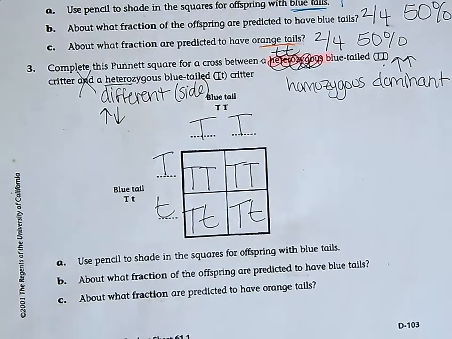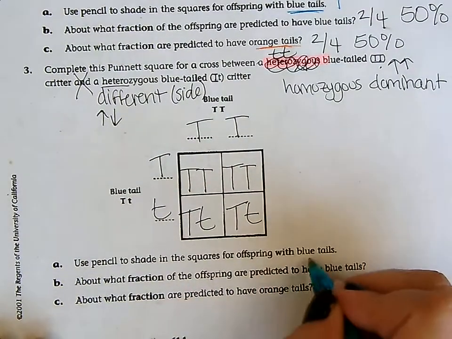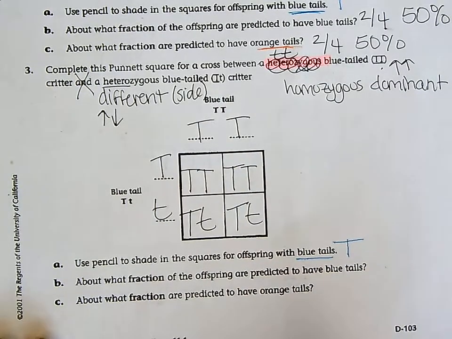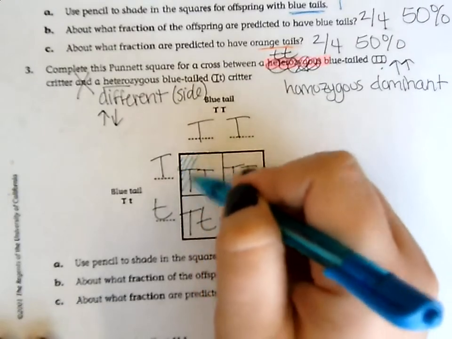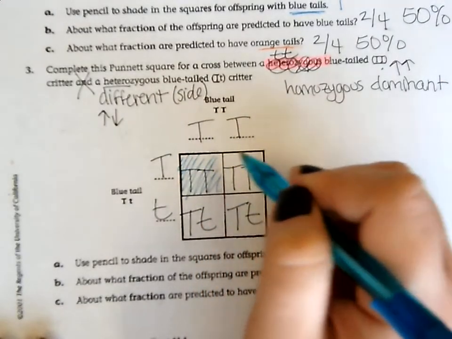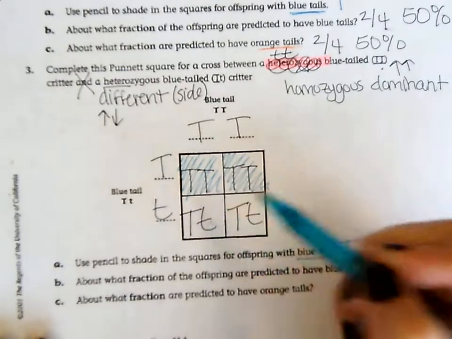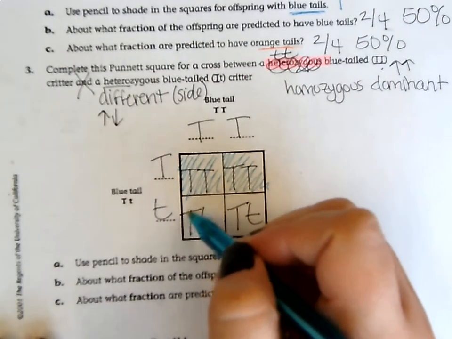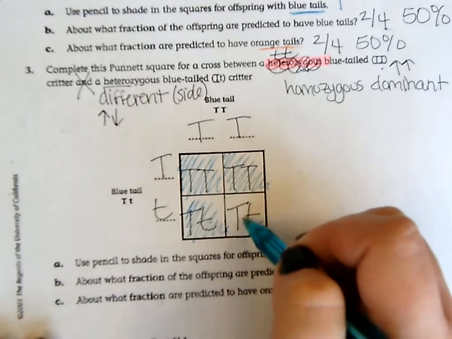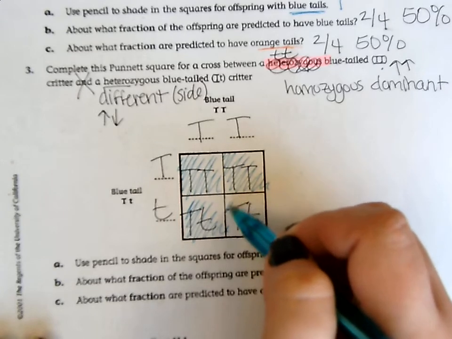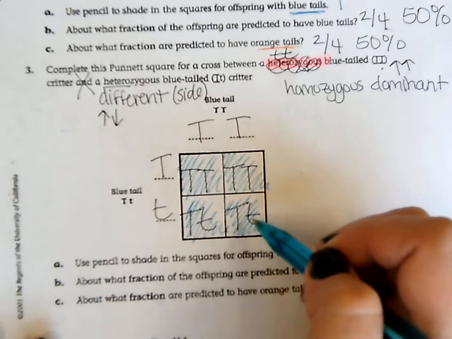All right. It says use a pencil. We're going to shade in our boxes for blue. Remember, blue has to have at least one dominant trait. Well, this has two, so this one's definitely dominant. This one has two, so this is definitely dominant. This one has one, but since it has one in it, you shade it because it would be blue. This one has one dominant T, so we would call this one blue. Because remember, the dominant trait outshines the recessive.